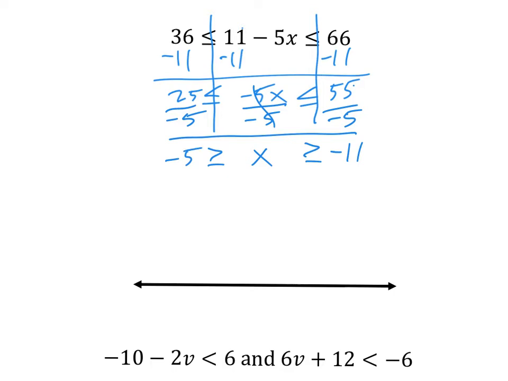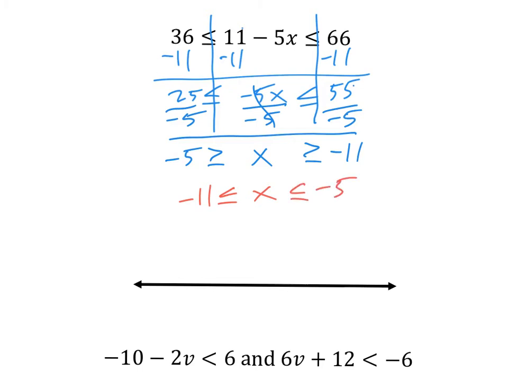Our x is already written in the middle, so that's good. But the mathematical way that we usually write this is by having the lower number on the left side. So we're just going to switch around the order. We'll have negative 11 over here, which means that we need to flip this inequality sign to be less than or equal to x, and we'll flip that one too to get less than or equal to negative 5.